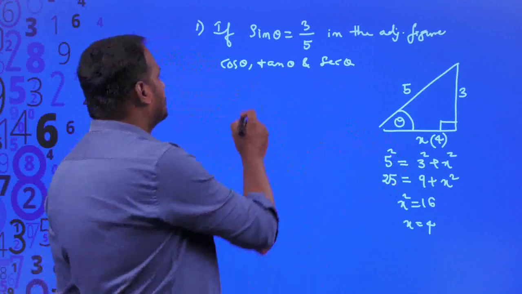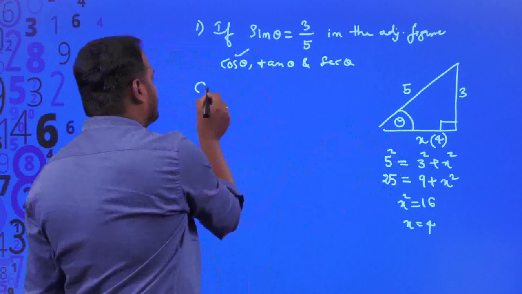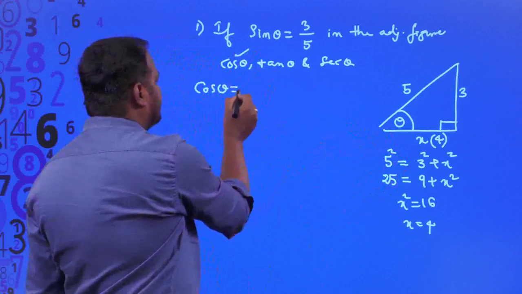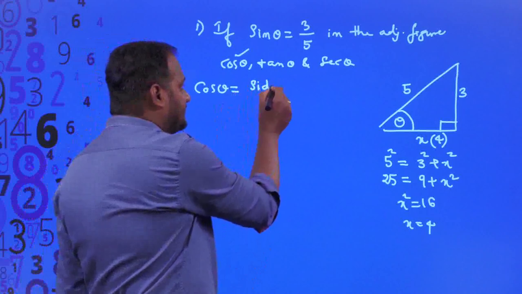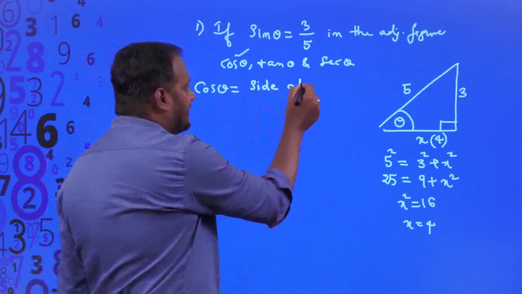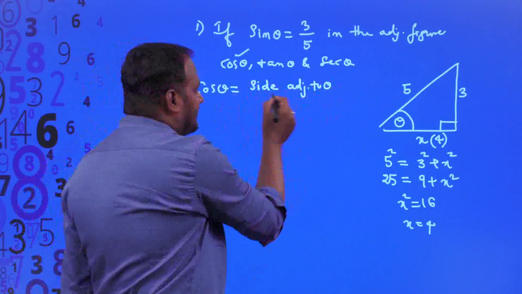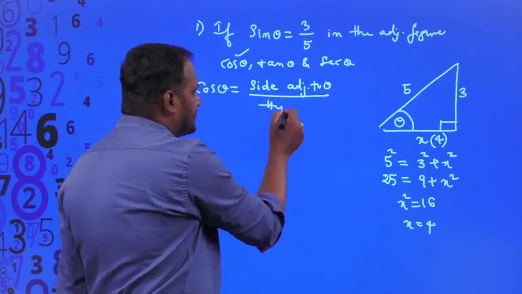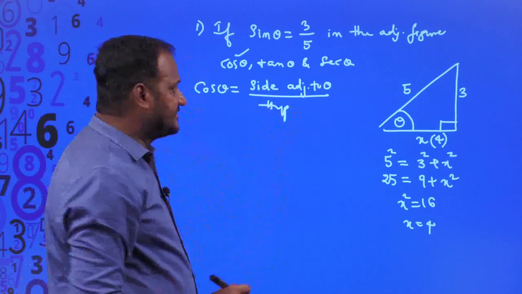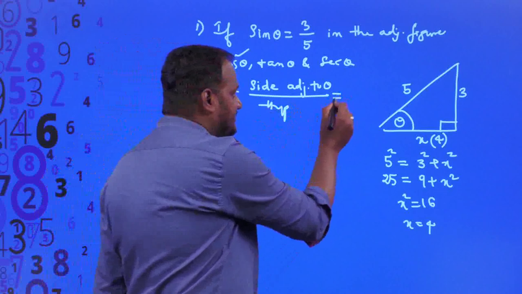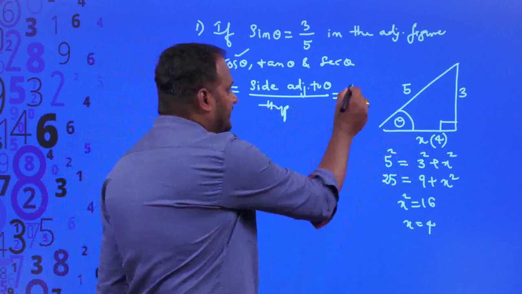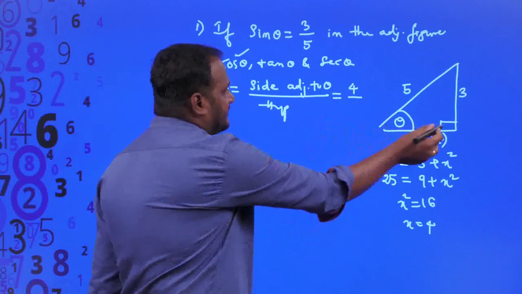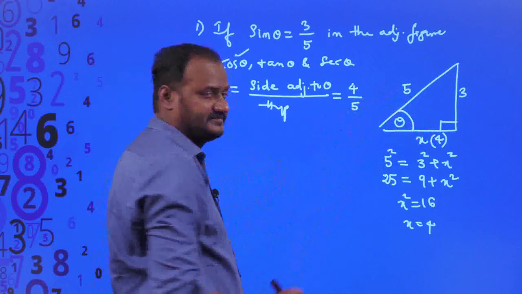First thing, I just want to know what is cos theta. So, what is the definition of cos theta here? Cos theta is equal to the side adjacent to theta divided by the hypotenuse. The side adjacent to theta is 4. So, 4 divided by, what is the hypotenuse here? Yes, the hypotenuse is equal to 5.